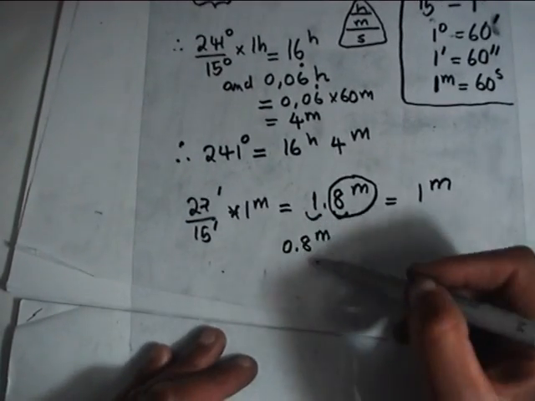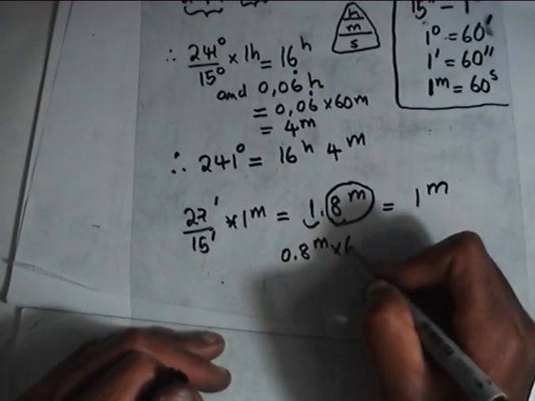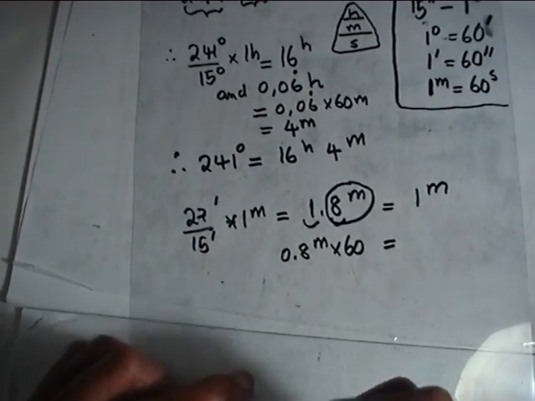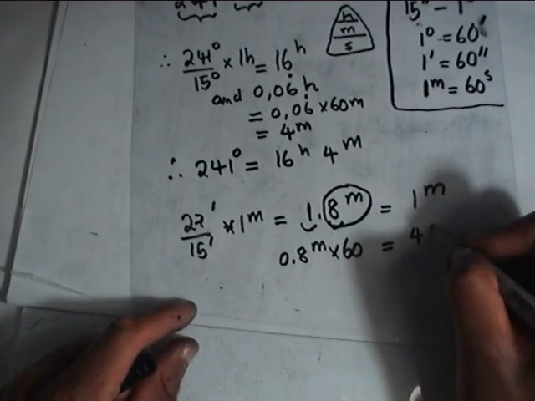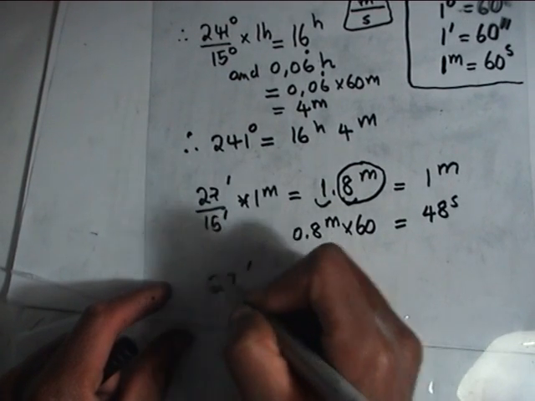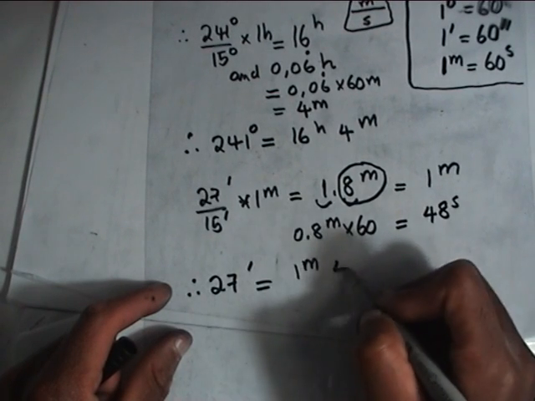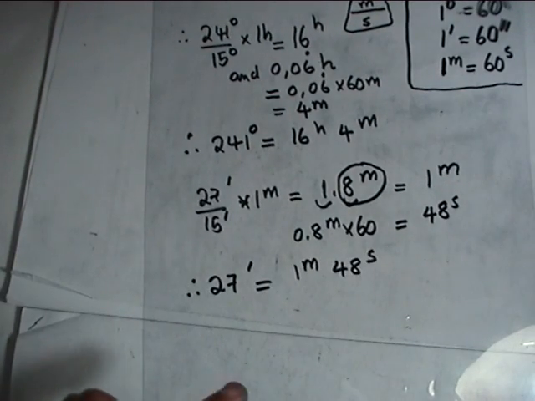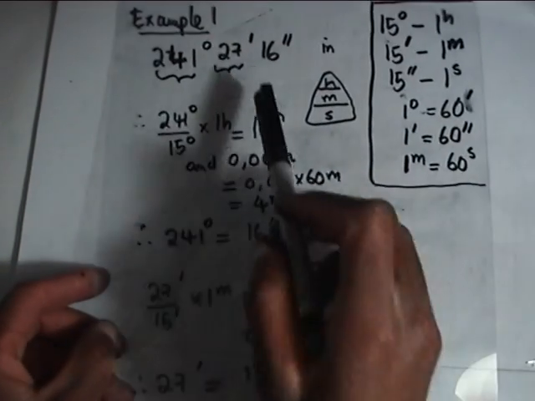So let's convert 0.8 minutes into seconds. It's just a matter of multiplying by 60. This will be equal to, let's do that. We'll get 48 seconds. So basically this 27 arc minutes, therefore my 27 arc minutes were basically 1 minute 48 seconds. That's the 27 arc minutes part.